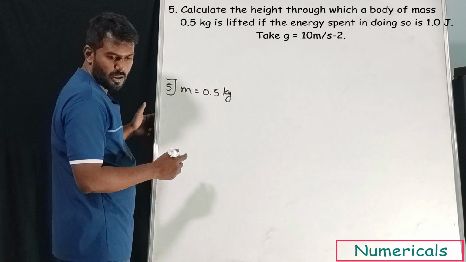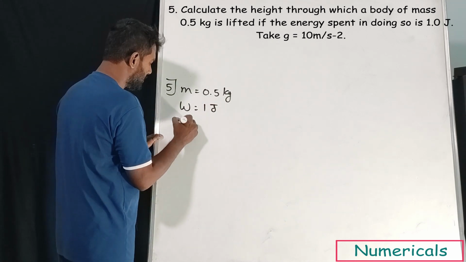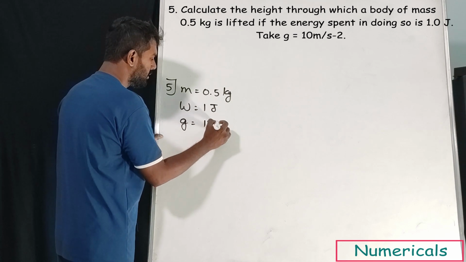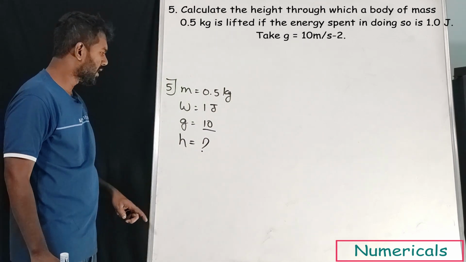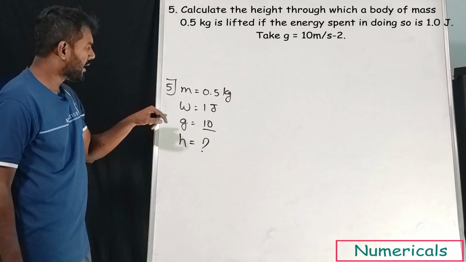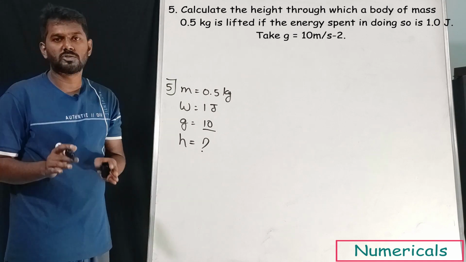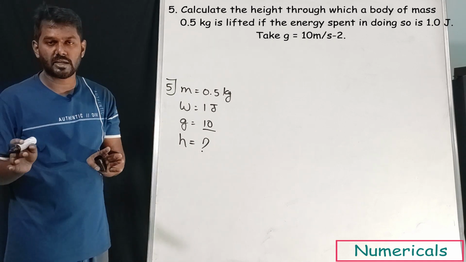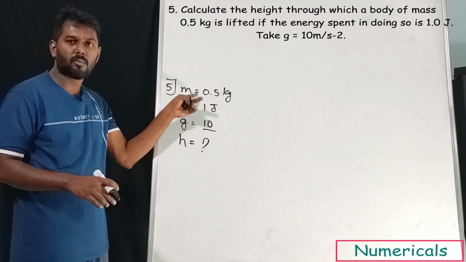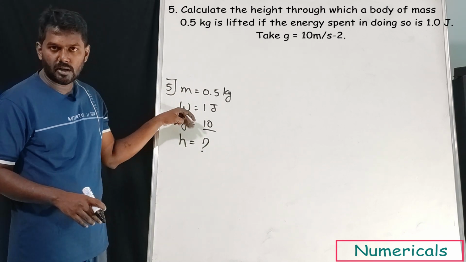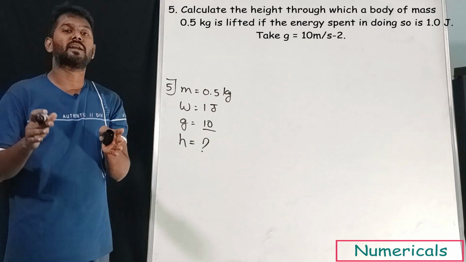Then work done is equal to 1 joule. Then g is equal to 10. Don't worry about the unit, we have to calculate the h value, height, correct? See here in this question, instead of giving potential energy, they have given work done. When it comes to potential energy or kinetic energy, if they have given work done, then if we are talking about potential energy, that is nothing but work done. If we are talking about kinetic energy, work done is again equal to kinetic energy.